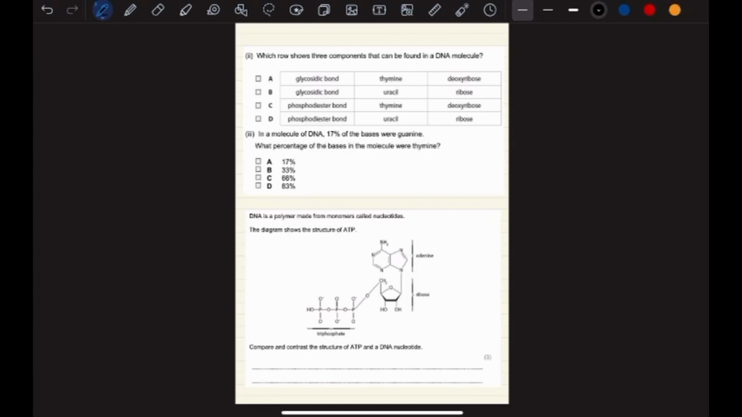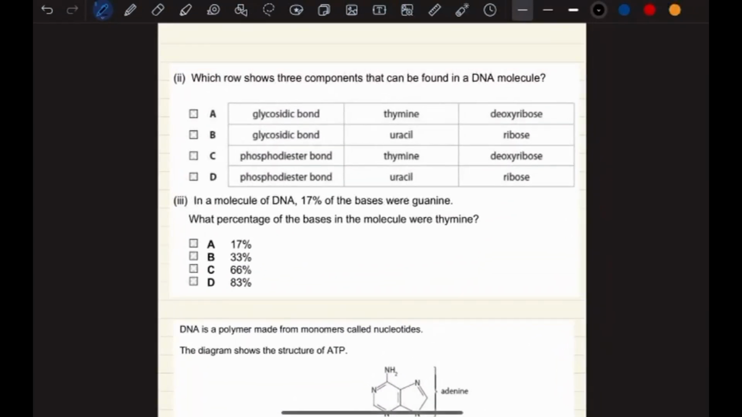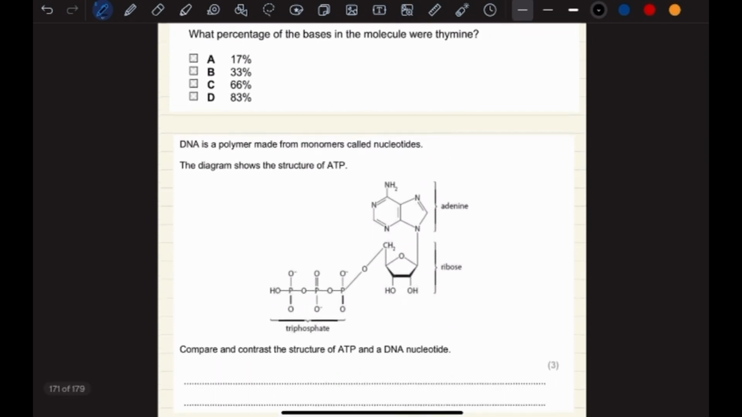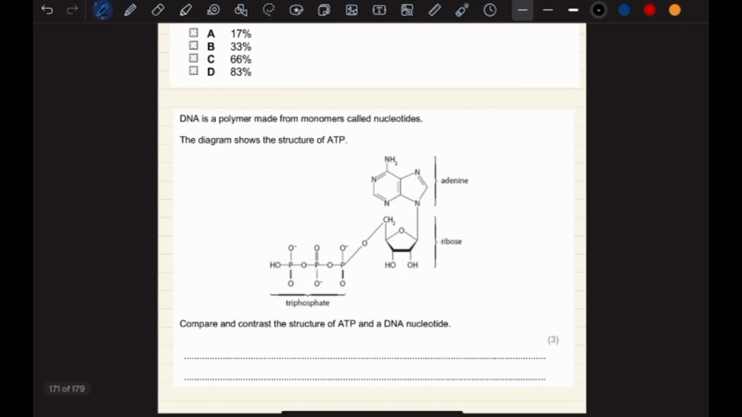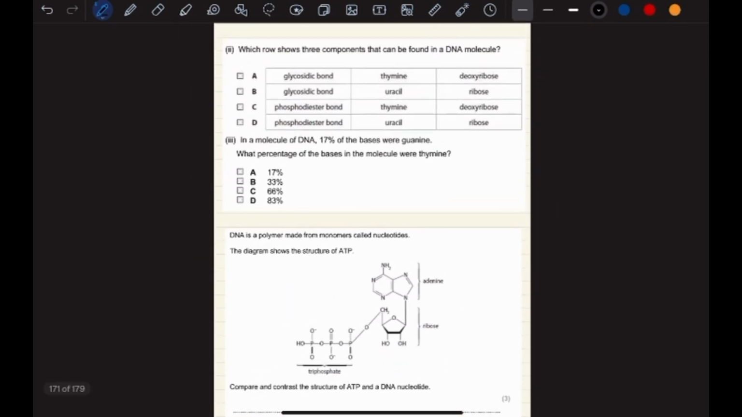Okay, question time. So I hope you can see this quite clearly. We've got 2 multiple choice ones there, which shows the components that can be found in the DNA molecule. And then they've said that 70% of the bases are guanine, what percentage are thymine? And then the second question here, compare and contrast the structure of ATP and a DNA molecule. And they've just shown you an ATP molecule there. So have a go at these questions, and then we'll get back into it.